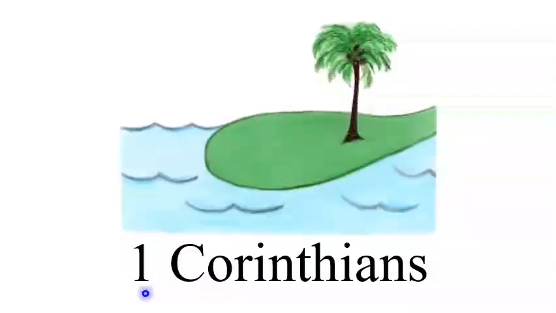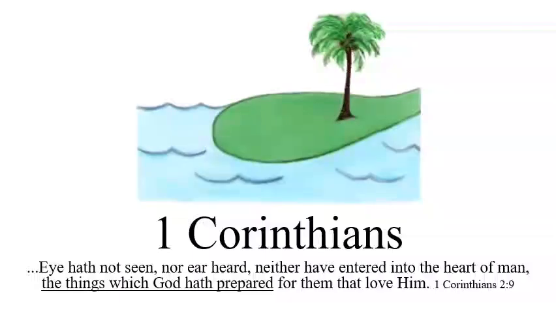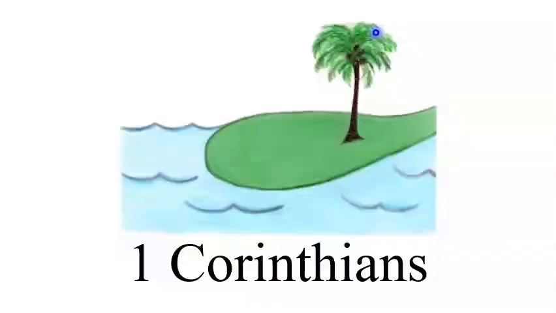The icon for 1 Corinthians is one palm tree on a peninsula, because the Bible says, "Eye hath not seen, nor ear heard, neither have entered into the heart of man the things which God hath prepared for them that love him." Since the things that God has prepared for them that love him is paradise, a paradise scene of a tropical peninsula with one palm tree is the icon for 1 Corinthians.